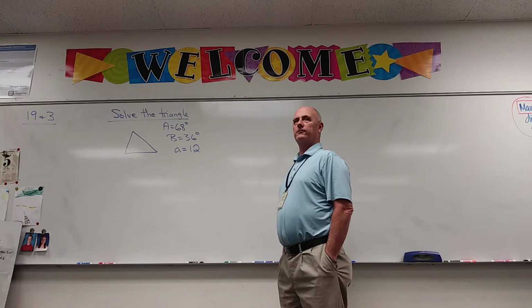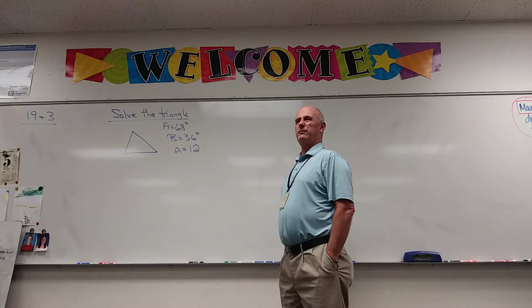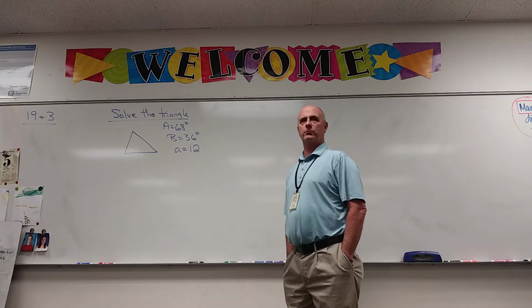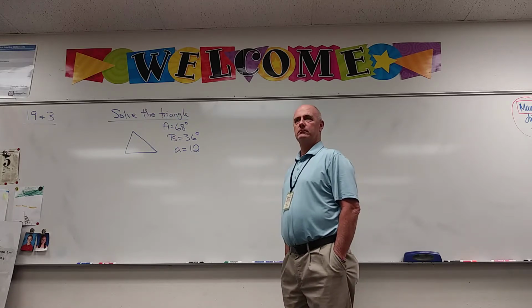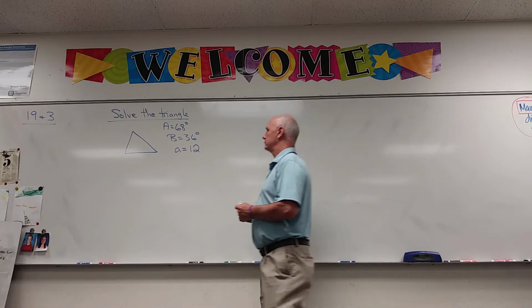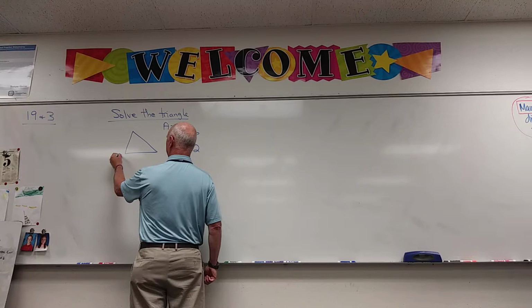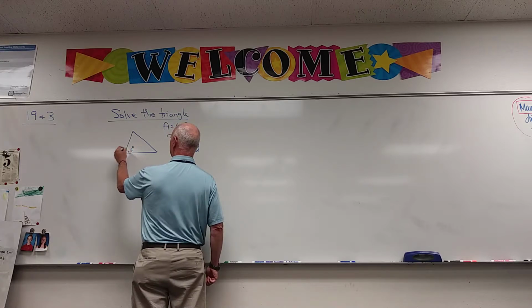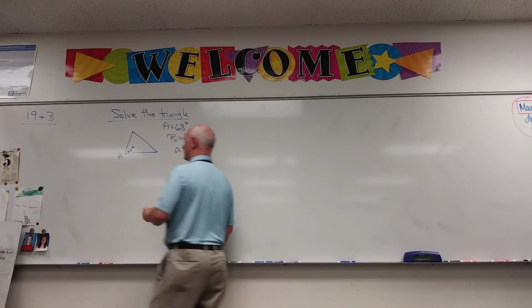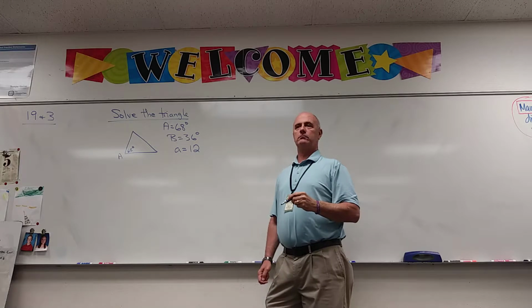Let's label the triangle first. Is that a big deal? We just put A's, B's, and C's wherever we want, right? Well, you have to put... let's see, if we say that that's angle A, that's 68 degrees. That's 2 and 6. Is there anything that we have to do?